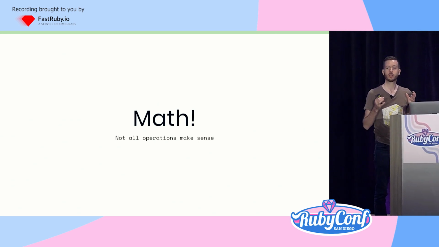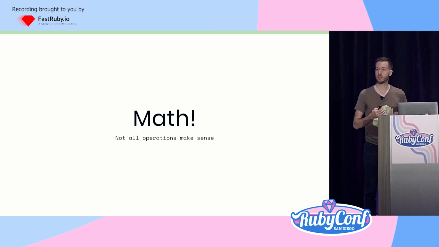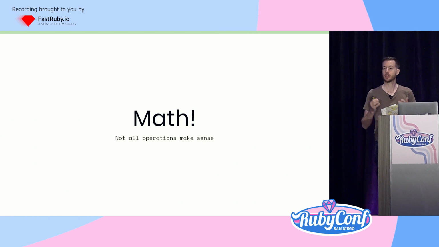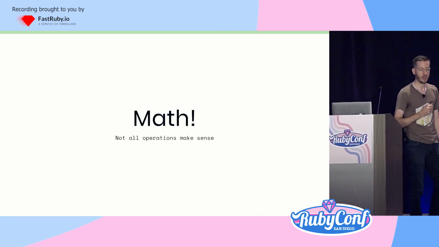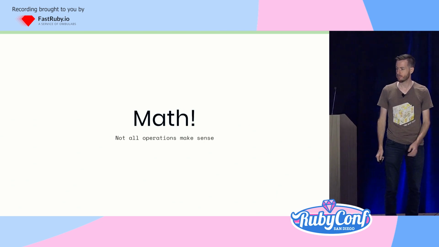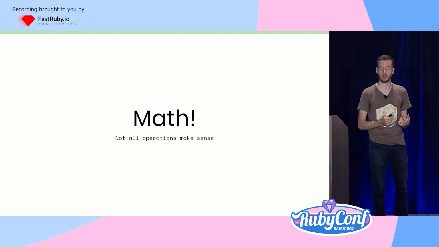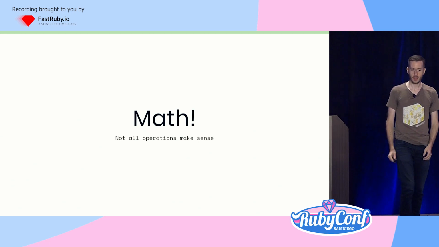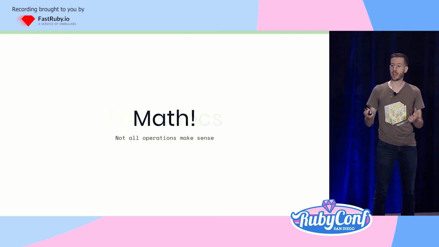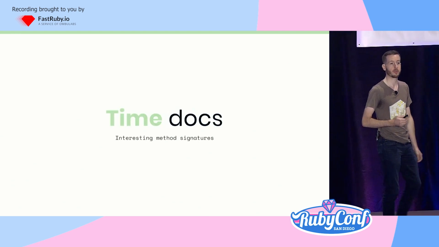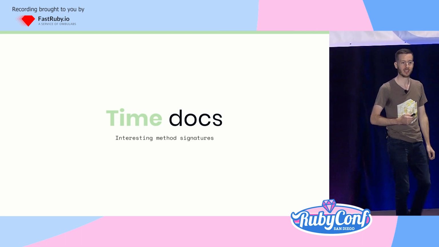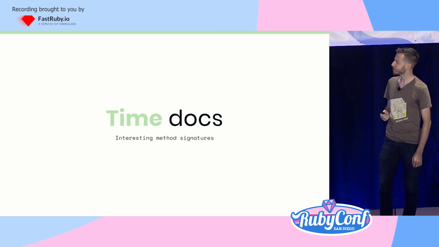Now, unlike regular arithmetic, where you might be used to saying, oh, we've got four standard operators, addition, subtraction, multiplication, division, and any two numbers can be combined using those operators, time works a little bit differently, because not all math operators make sense. We're going to do a bit of a dive into the time docs and look at some of the signatures for the operators, because if you start reading that, you'll see that they're a little bit interesting.